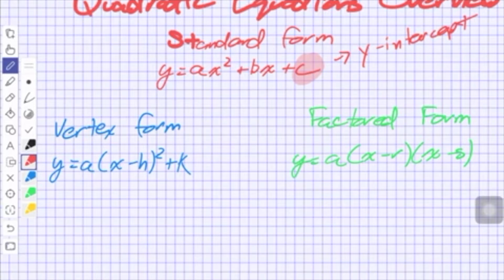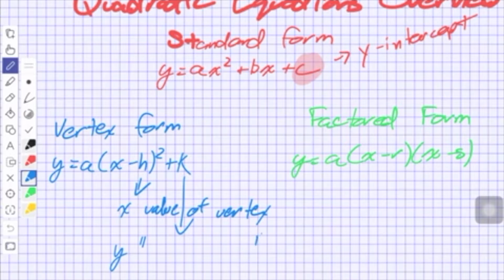Intercept, I almost forgot to spell it for a sec. The h will give you the x value of the vertex, and the k will give you the y value of the vertex. I'm just going to write it like that. Does that make sense? Okay.